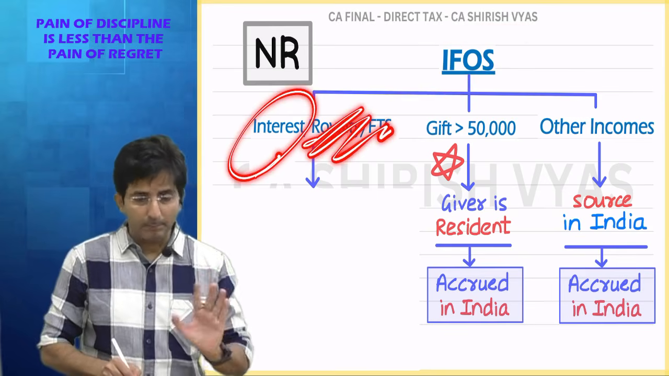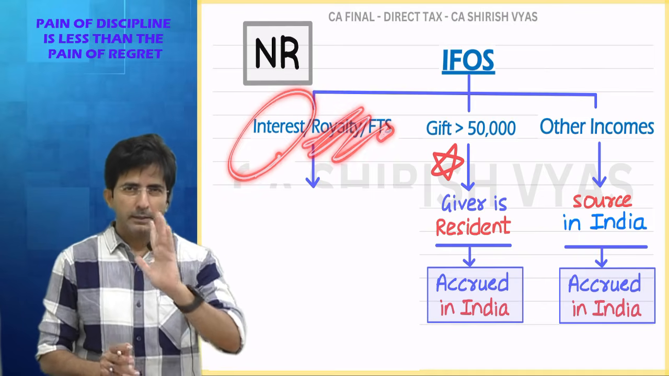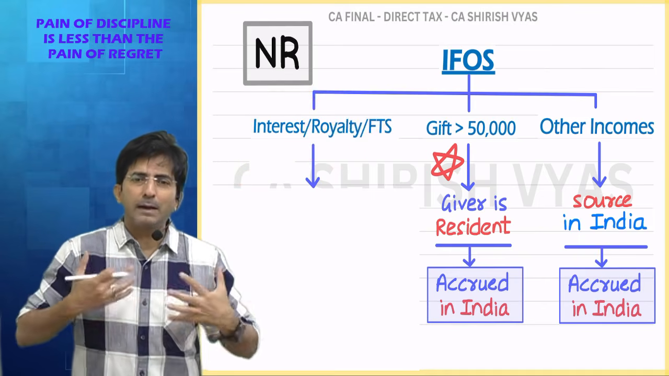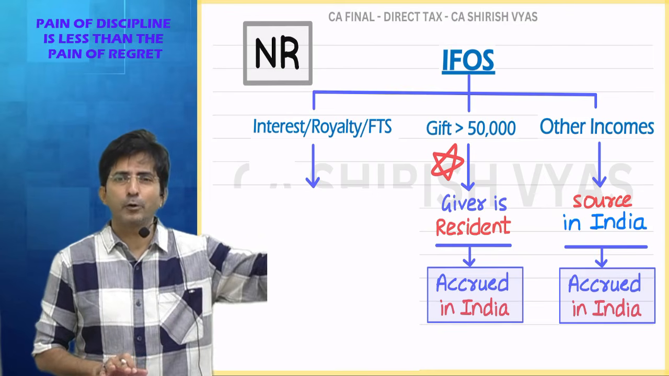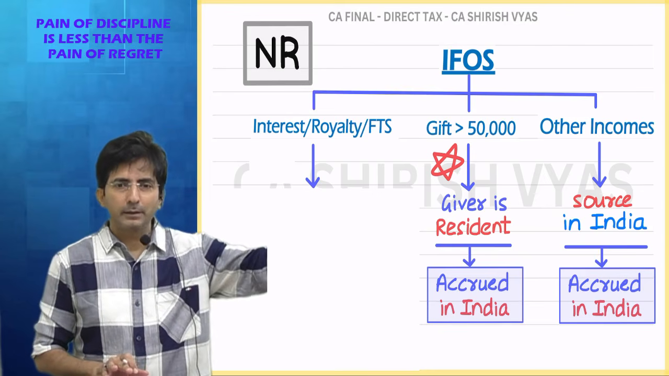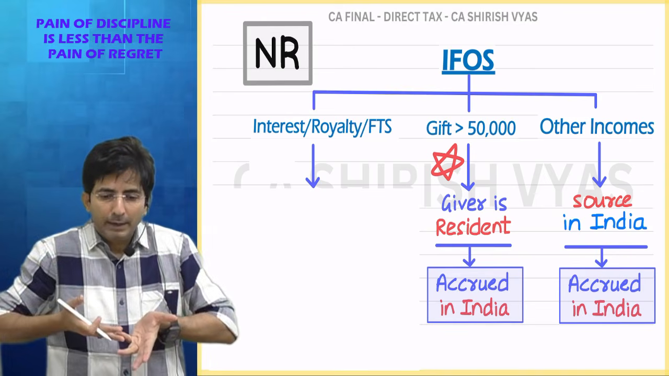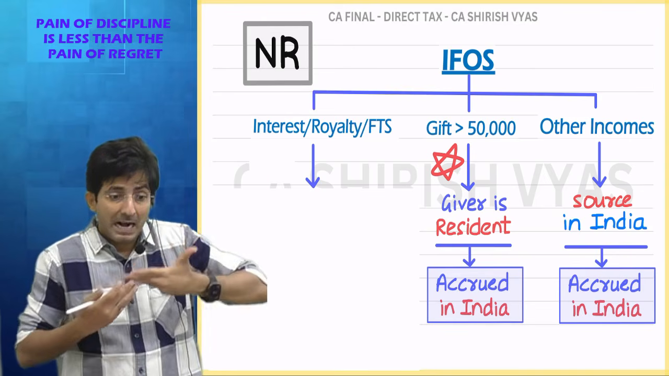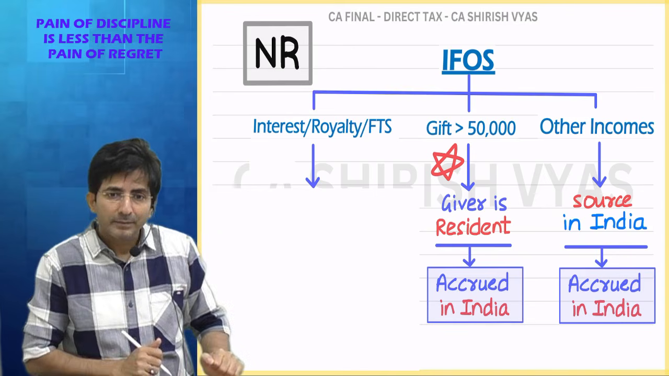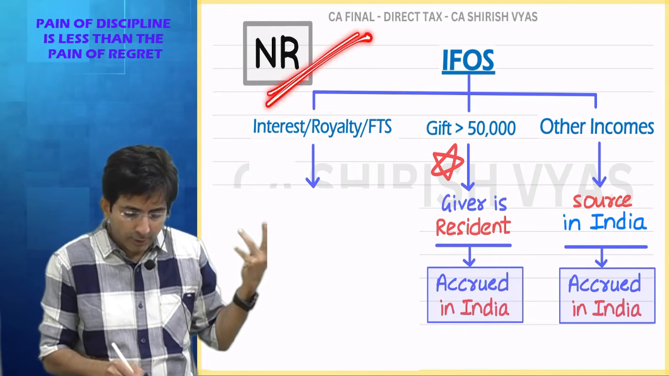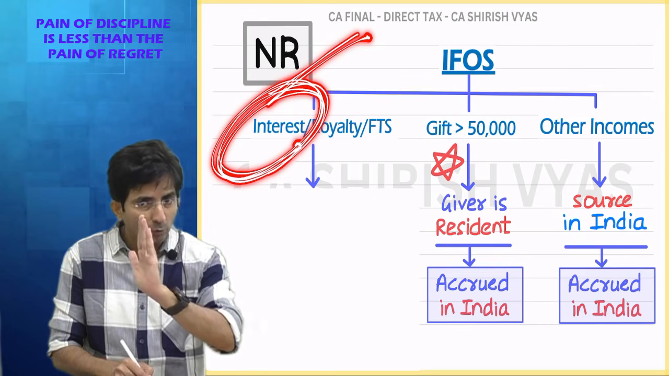First, let me take one example of interest. Focus properly. Imagine, in every example, I want to create a situation where some NR is earning income. So imagine some Singaporean guy, some non-resident. He has given a loan to Shirish. He gave me a loan and I am paying him interest. I pay interest. For me, it's a payment, but for him, it's an income. So I created a situation of NR getting interest income. Please learn the example by heart, then only it will become simple.